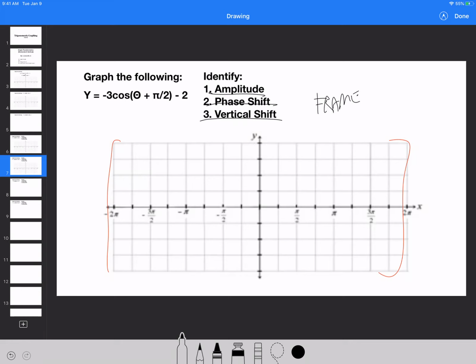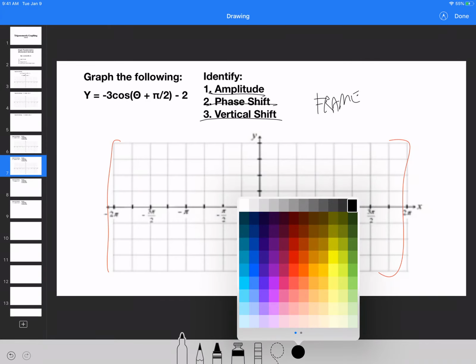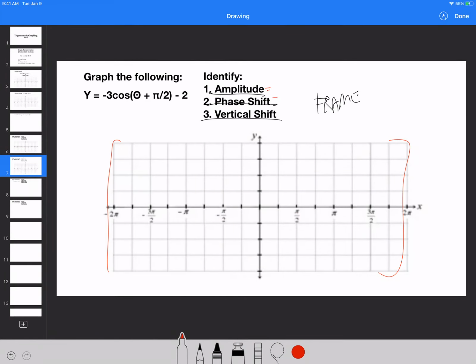Okay, so assuming that you have already gotten this down, I'm going to go through these really quickly because it's more of a review. Now, I always want to identify amplitude, phase shift, and vertical shift whenever I can. So amplitude here would be a 3, vertical shift will be 2 down, and then phase shift will be pi over 2 to the left. These three things are already identified for me every single time.